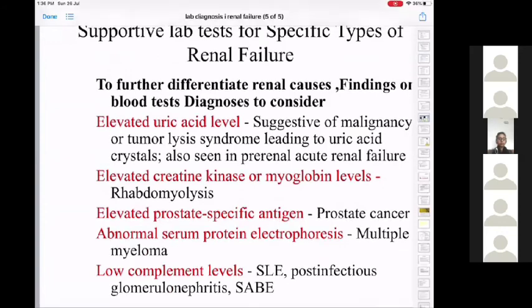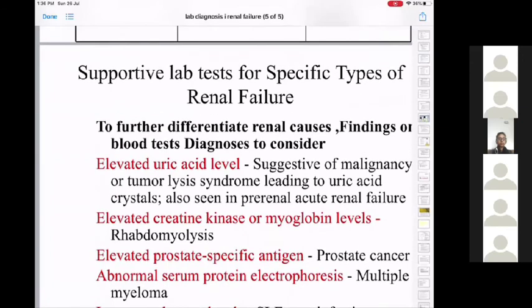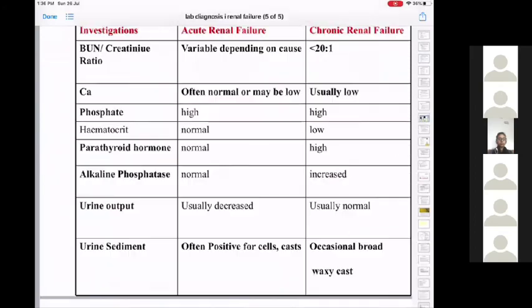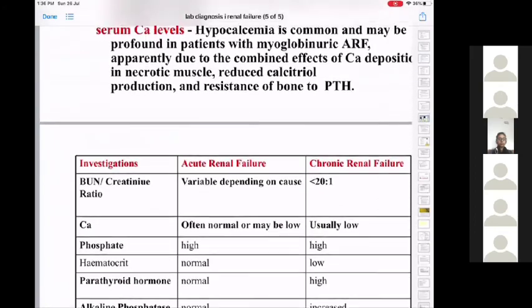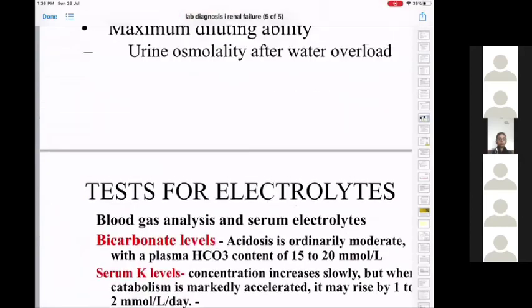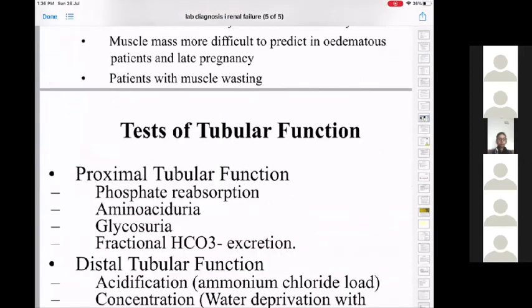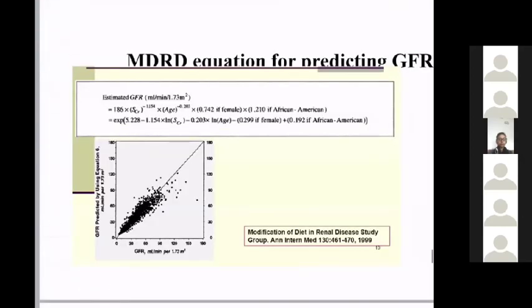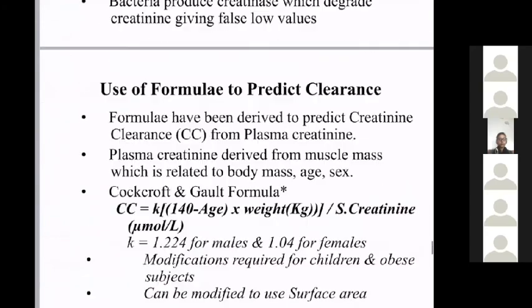So these are the supportive lab tests for specific types of renal failure that cause ARF or CRF. So students, now we will finish the kidney function test and disease of kidney. Okay, thank you.